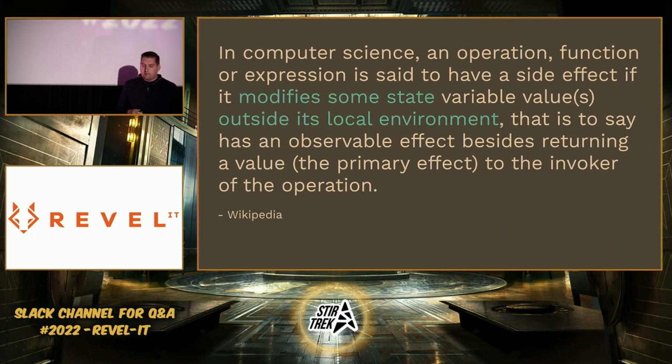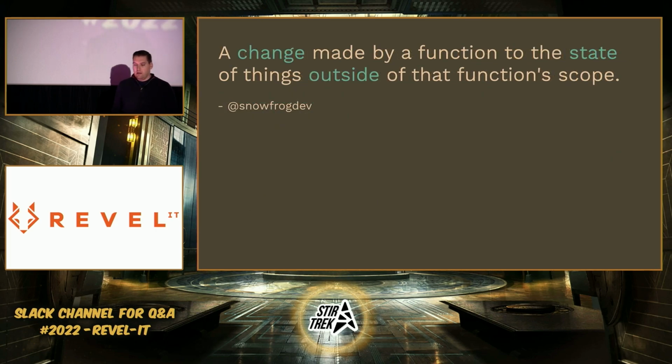Well, here's a definition from Wikipedia of what side effects are in the world of computer programming. In computer science, an operation, function, or expression is said to have a side effect if it modifies some state variable value outside its local environment. That is to say, it has an observable effect besides returning a value to the invoker of the operation. It's just one big sentence, and it's way too long. So here's a shorter version.